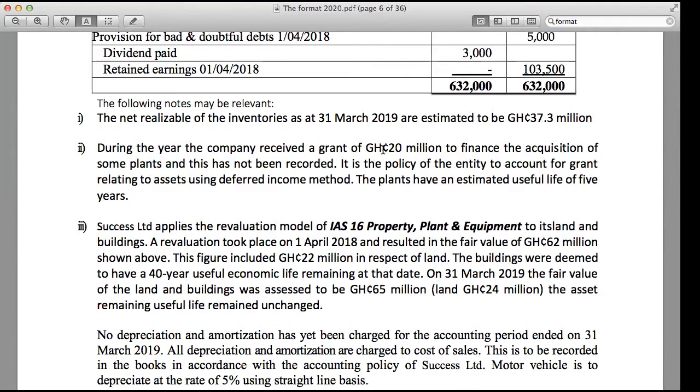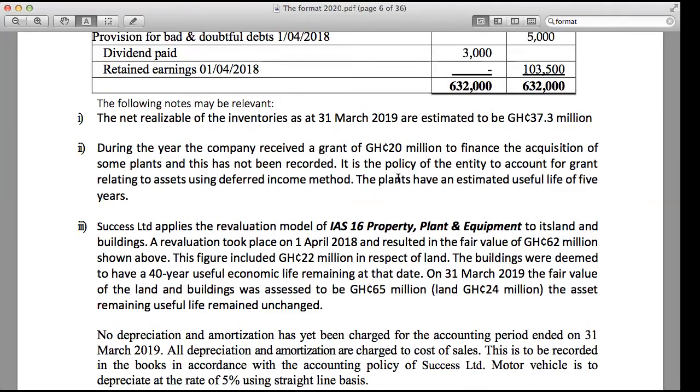And this has not been recorded. The grant aspect has not been recorded, so the asset aspect has been recorded. That's why I didn't give you the cost of the asset. Please, the 20 million is not the cost of the asset. It is the amount of the grant received during the year to finance the acquisition of some plants. So it makes it a capital grant. It is the policy of the entity to account for a grant relating to assets using the deferred income method.